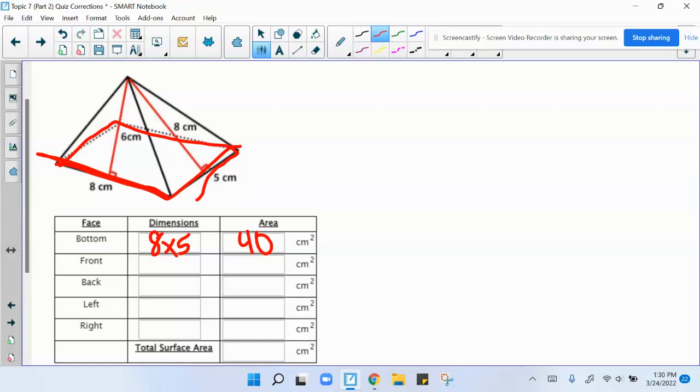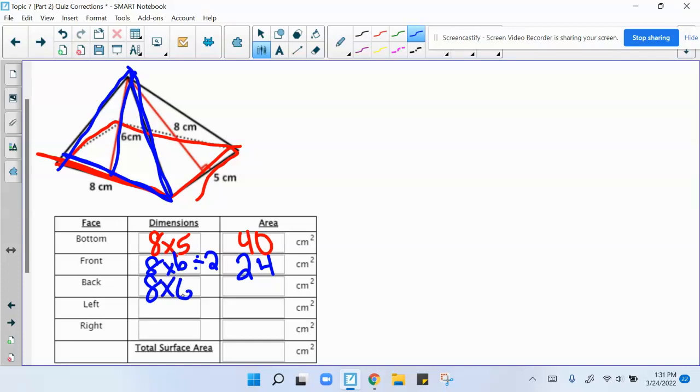I'm going to highlight the front in blue. This is a triangle, and we know that our base is 8 centimeters, and then it shows our height here, which is 6 centimeters. And also remember, triangles are divided by 2. So 8 times 6 is 48, divided by 2 would be 24 centimeters squared. And the front is the same as the back.